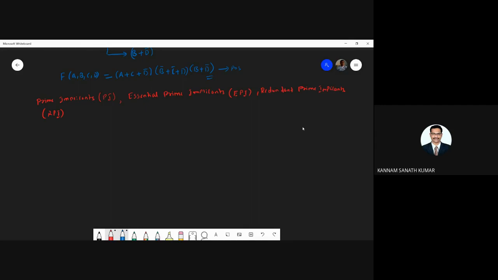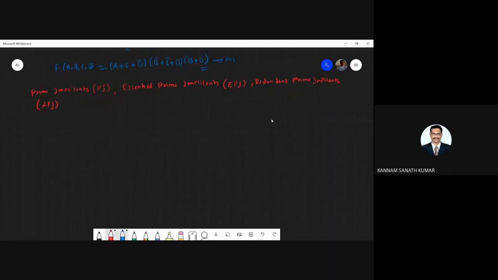Okay, and next, redundant prime implicant means the prime implicant whose each one is covered by at least one essential prime implicant. That is nothing but a redundant prime implicant. So here, with an example, what are these essential prime implicants and redundant prime implicants?